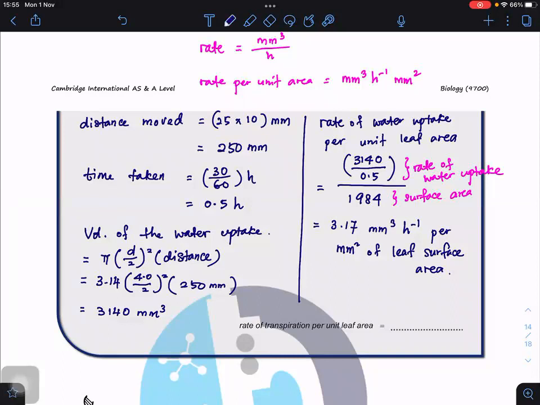Now with the assumption that the rate of water uptake equals the rate of transpiration, therefore the rate of transpiration equals 3.17 millimeter cube per hour per mm square of leaf surface area. Okay, so with this, I have done how we measure and calculate the rate of transpiration.